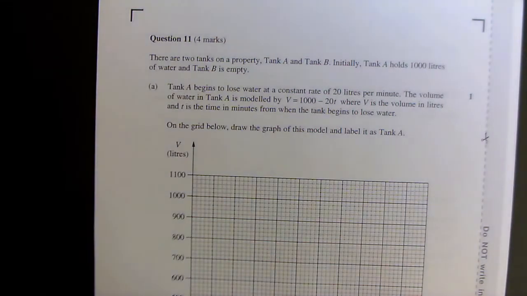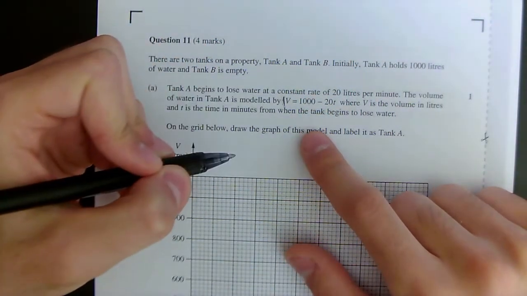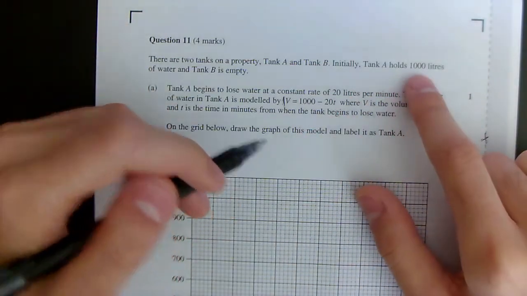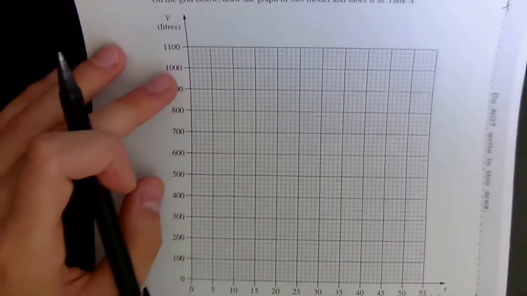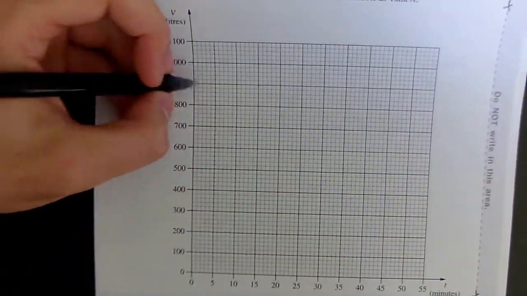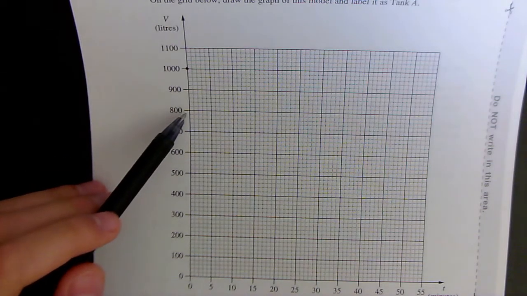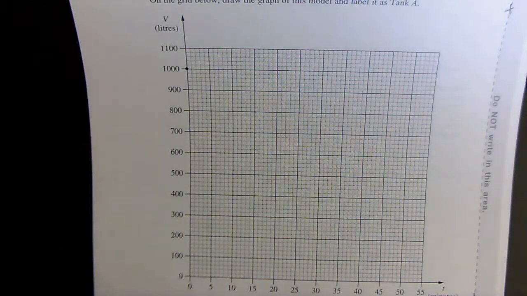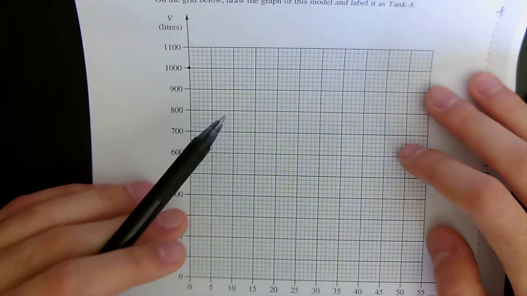Okay, so what we notice is that this is the equation for tank A. Initially we start at 1,000 liters, so at T equals 0, we're going to be at a volume of 1,000. And the question is, well, how are we going to draw this line? What you can do is just pick a point.